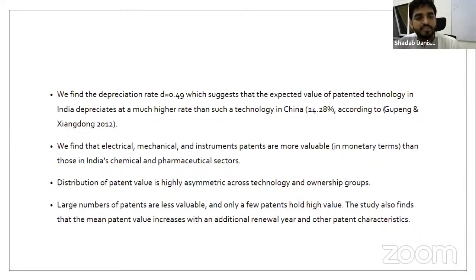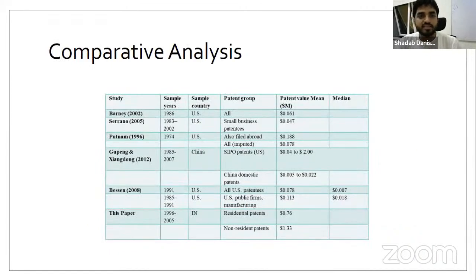The study also finds that the mean patent value increases with the additional renewal year and other patent characteristics. If you look at the comparative analysis, multiple other studies have been conducted on different countries' data on patent valuation. In this paper we have found 0.76 for the resident patent value and 1.33 for non-resident at the 2010 price, whereas the Besson paper in the US was conducted at the 1991 price, which information is already given. So this is a kind of comparative study which says where we stand in patent value terms.